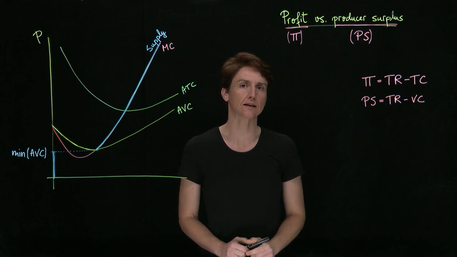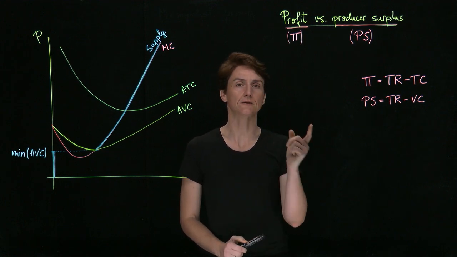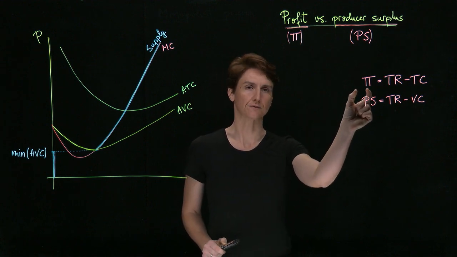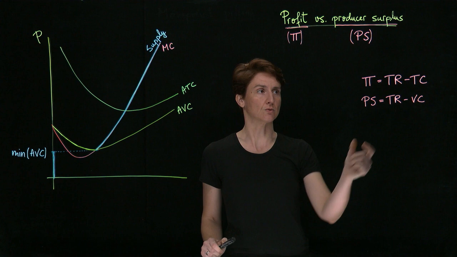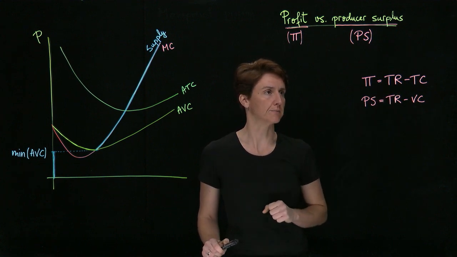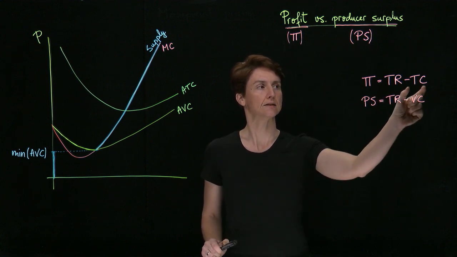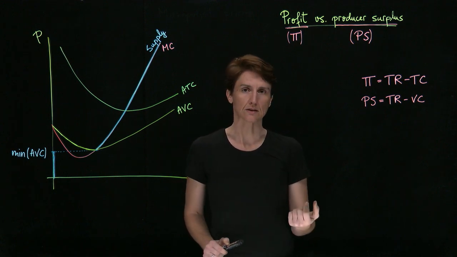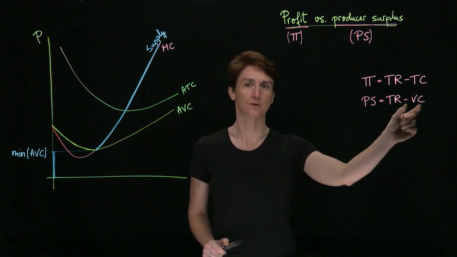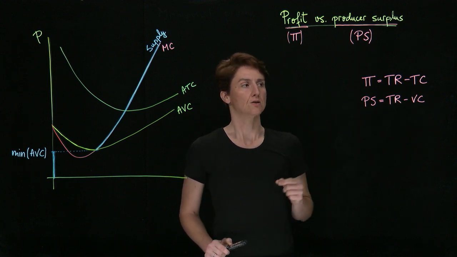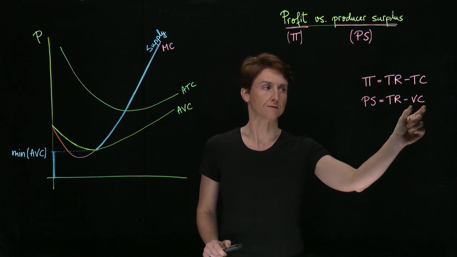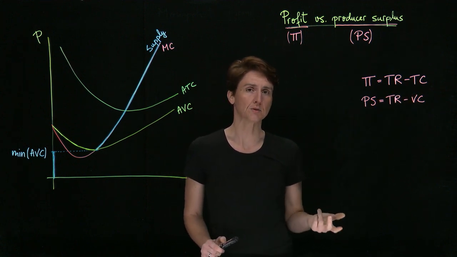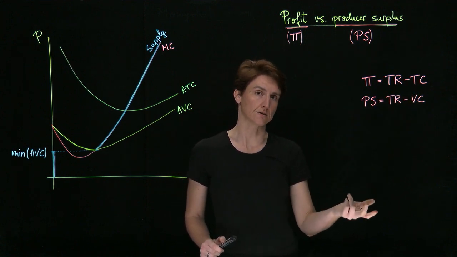In this video, I would like to clarify the distinction between profit and producer surplus. So profit is the gains to the firm from participating in a market. So it's the revenues they bring in minus the opportunity cost of the resources they employ. Producer surplus is the gains from producing specifically. So it's revenues minus variable costs. And the difference between the two is fixed costs.